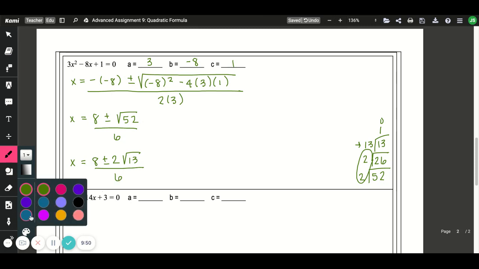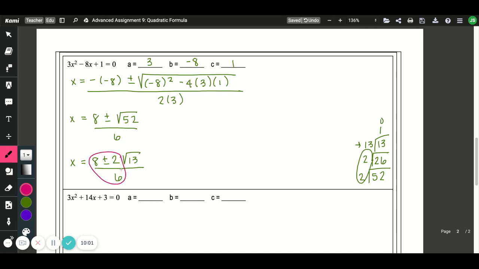We can simplify or reduce it as a fraction if I can reduce all of the numbers, not the radical. But if I can reduce each of these numbers, or divide each of those numbers by the same thing, every one of them, then I can reduce them. 13 is a radical. It's not a whole number. I can't reduce it like I can the other ones. But 8 and 2 and 6 are all divisible by 2. So I can divide each of those by 2 and get 4 plus or minus 1 radical 13 over 3.